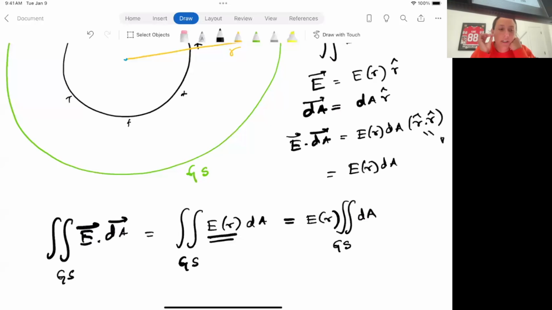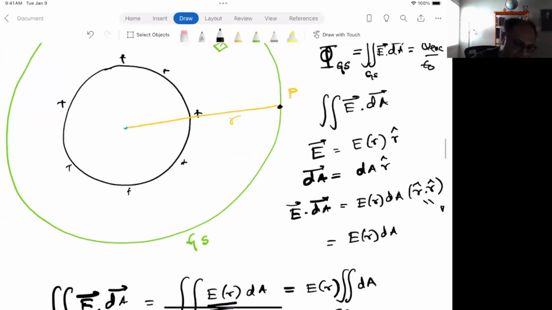Question: the problem says a charged metallic sphere of radius capital R, so at that point, could you just change it to a capital R? No. Capital R, very good question. Capital R is this radius, right? That's the radius of the sphere. But we are evaluating the electric field at little r. Little r is the yellow line. So that's some arbitrary distance from the center of the sphere. And we've drawn the Gaussian surface through that point.